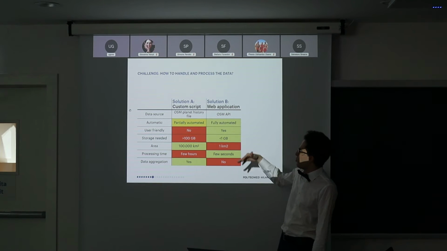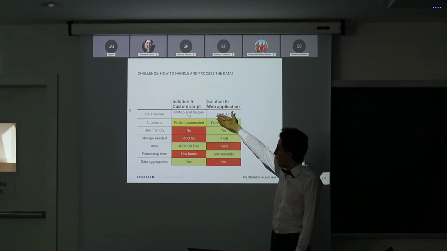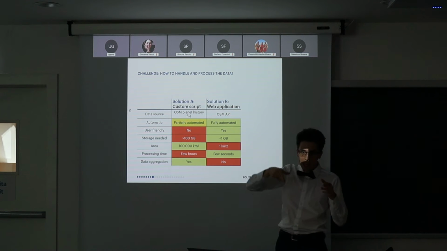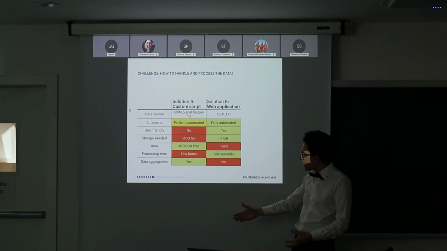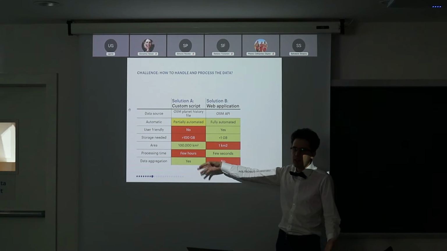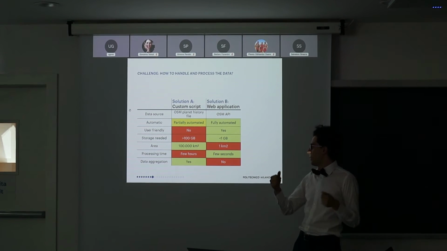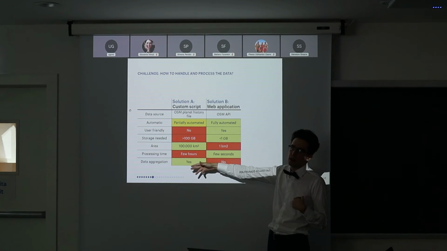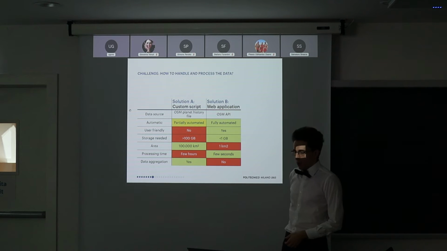And then the storage needed is more than 100 gigabytes because the planet file is more than 100 gigabytes, then you need to cut it, and that requires hours. But it's good because as you work with a lot of data and you have no time constraint, you can work on big areas, and then you can also aggregate data together to have something nice.